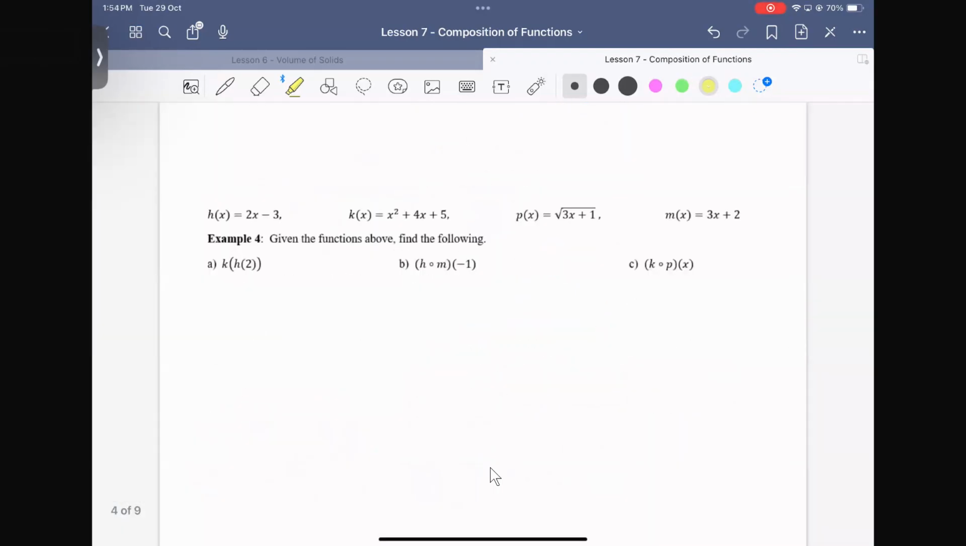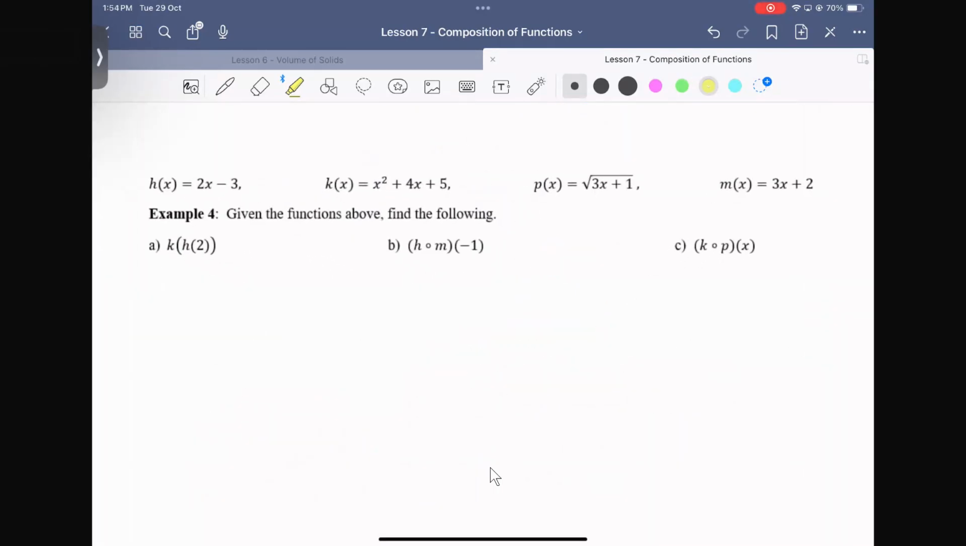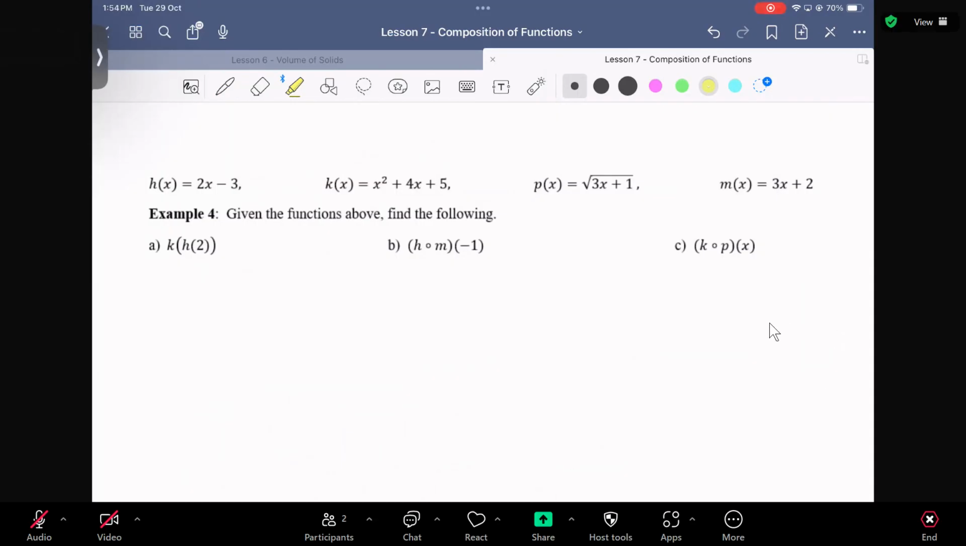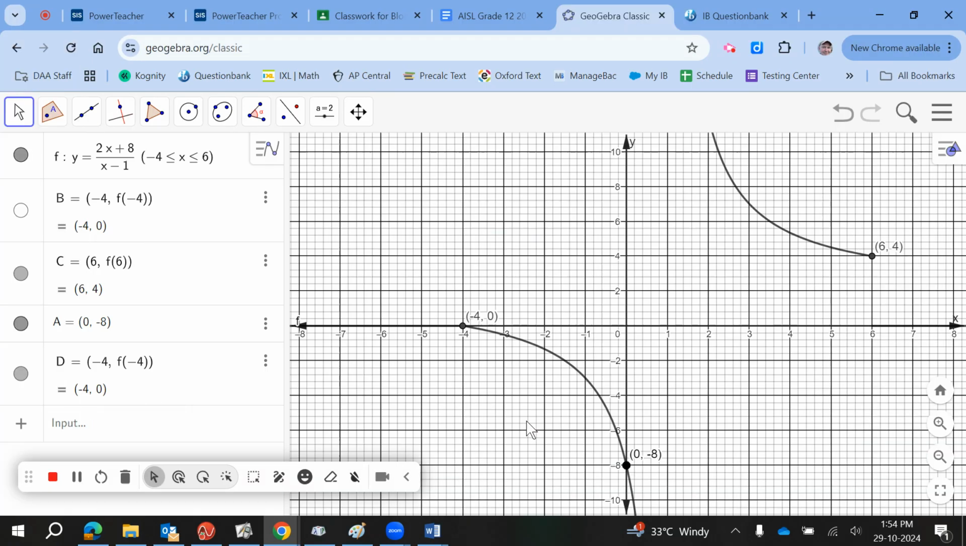All right, a little bit trickier here. Let's have a go straight for yourselves. Have a go at these ones for yourself. 6 minutes for this one.